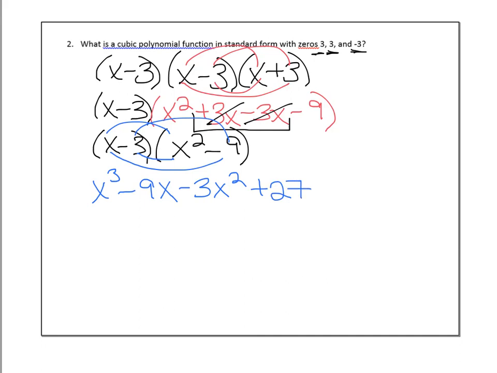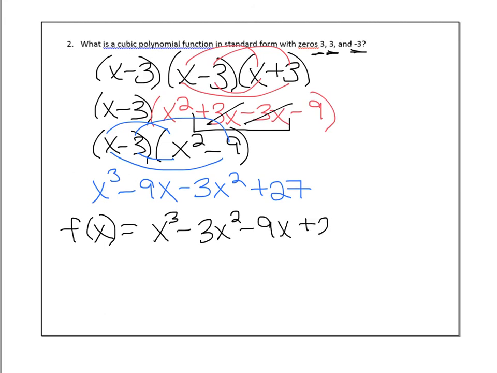Now when we write our polynomials, we've been writing them in standard form, and it also asks us to do that in the directions. Standard form, again, is your exponents from highest to lowest, so make sure your final answer is that this function is equal to x cubed minus 3x squared minus 9x plus 27. And that should be your cubic polynomial function.